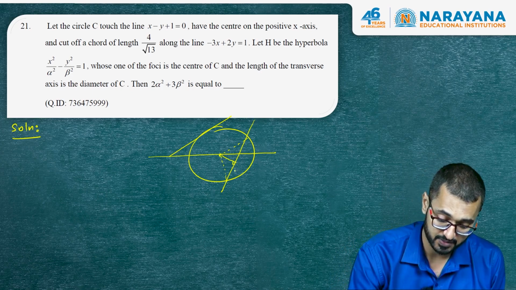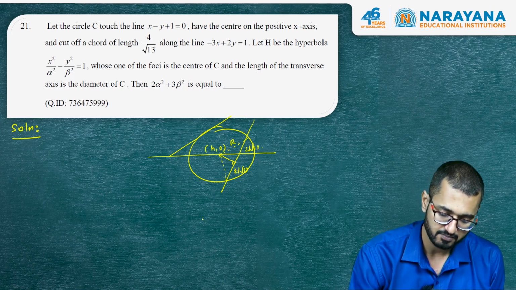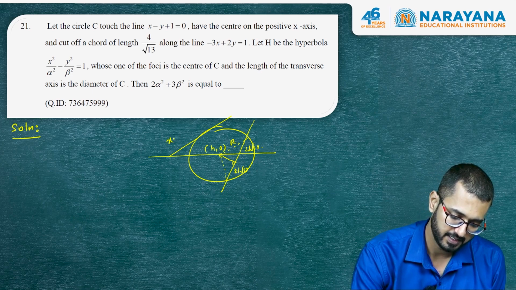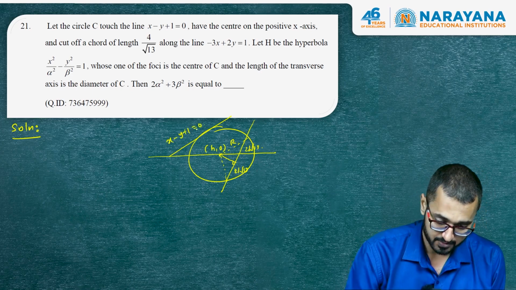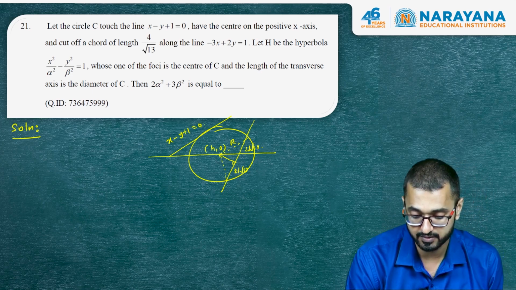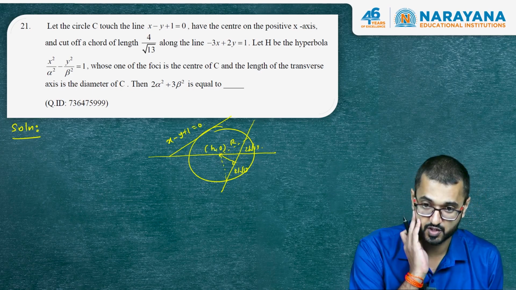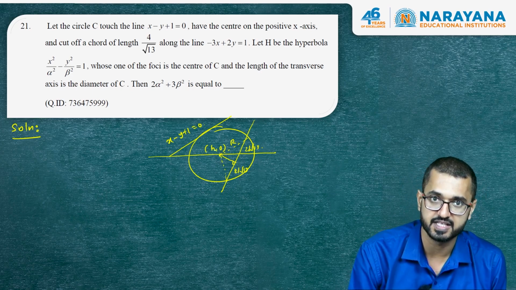That means I can write this one to be 2 by root 13 and this one is also 2 by root 13. This is my radius, we don't know. Center we can take as (h, 0). Alright, and this is my line x minus y plus 1 equal to 0. So now what we will do, we'll first try to get two conditions. One is that we can use this formula for the length of the chord, and second is we can apply the condition of tangency. Our goal is to get h.